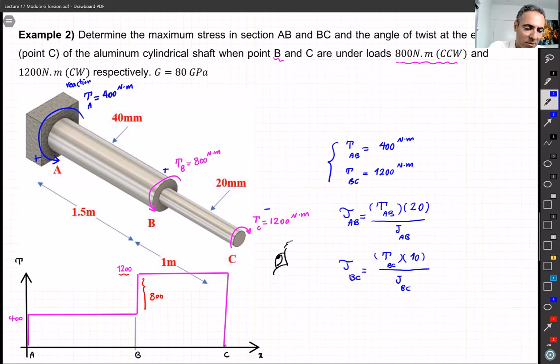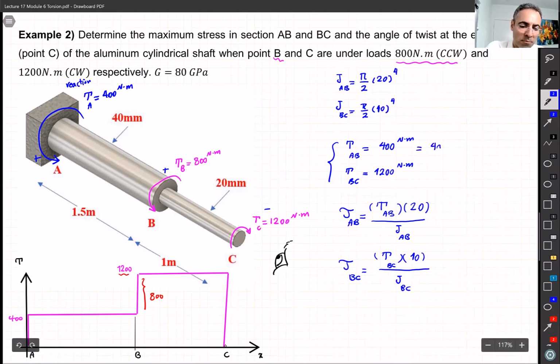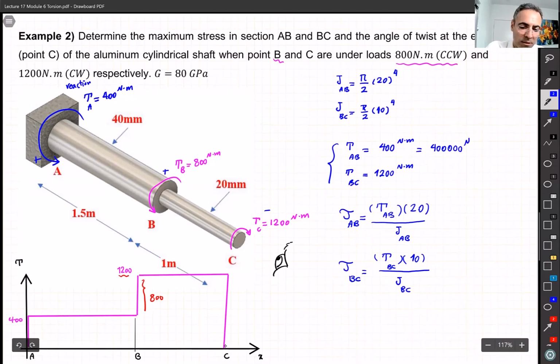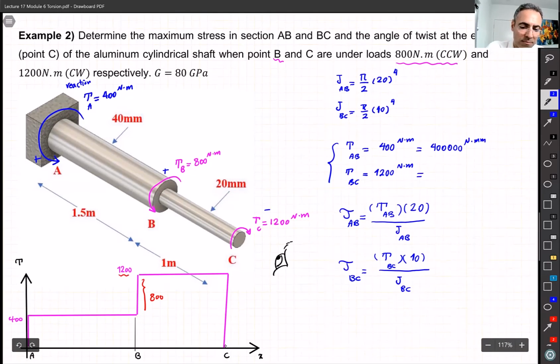Which this J, A to B and B to C, is easy. It's a solid shaft. We know the formula. I write it down above here. Pi over 2, radius to the power 4, and J from B to C is pi over 2, 10 to the power of 4, right? So we have everything. And don't forget these T_AB and T_BC, we need to basically use the correct unit, Newton millimeters. And this one the same, right? The rest is just substituting these numbers.